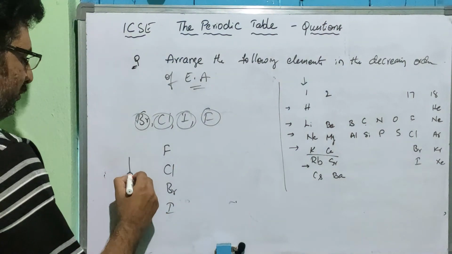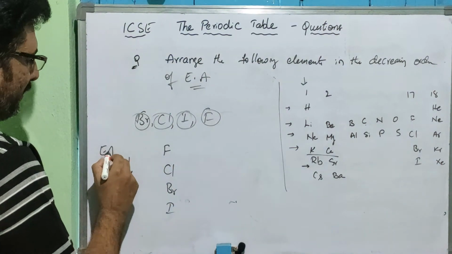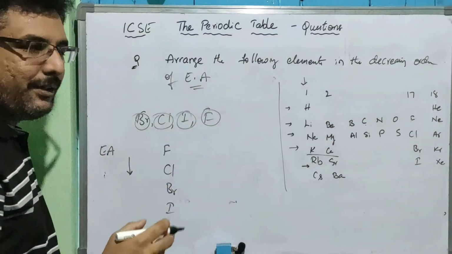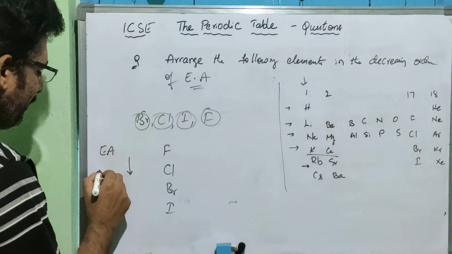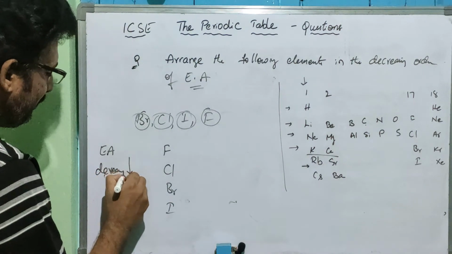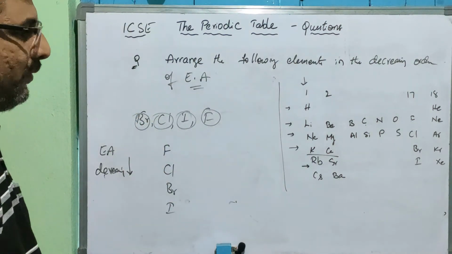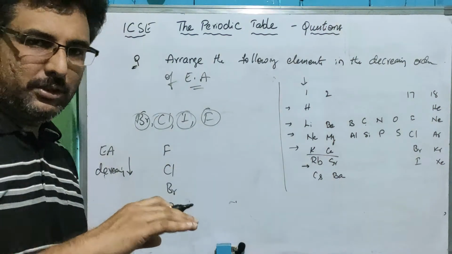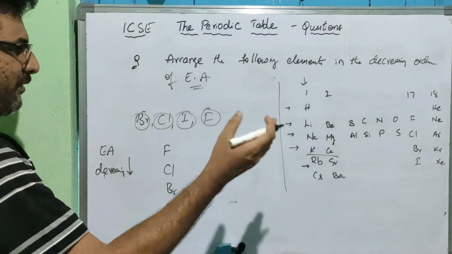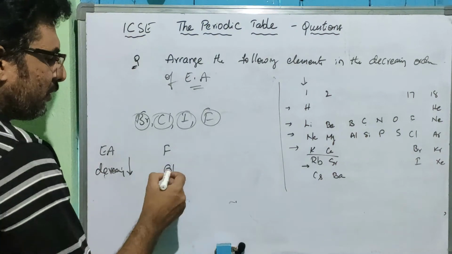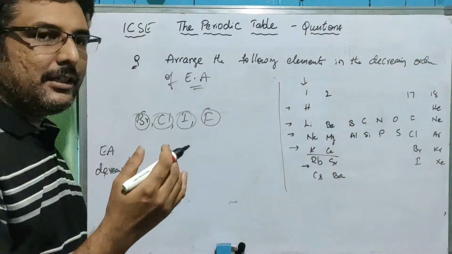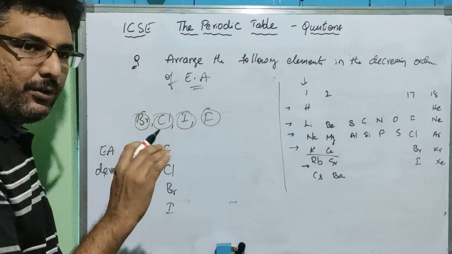So now, down the group, we know that... what is the property here asking? Electron affinity. So down the group, what happens? The electron affinity will be decreasing. But there is a small change over here, which I have just told you. Chlorine will have higher electron affinity compared to fluorine.